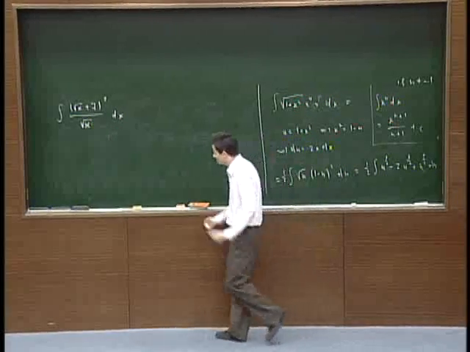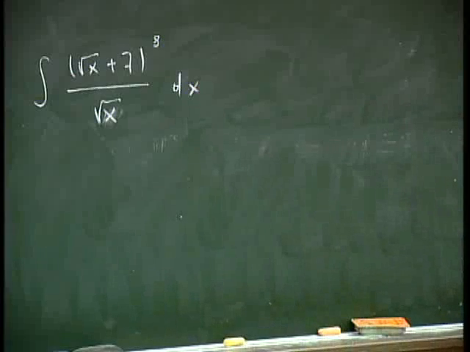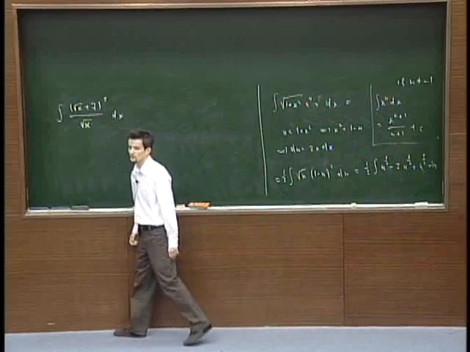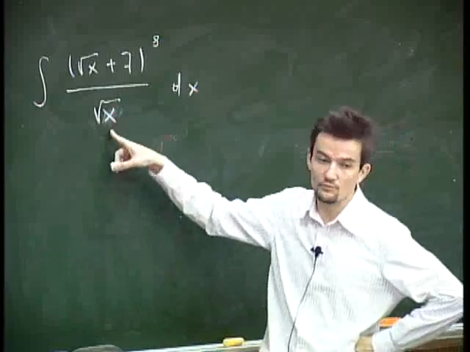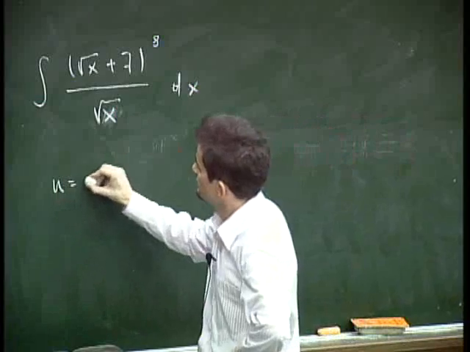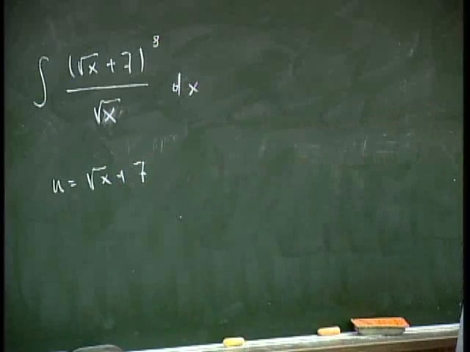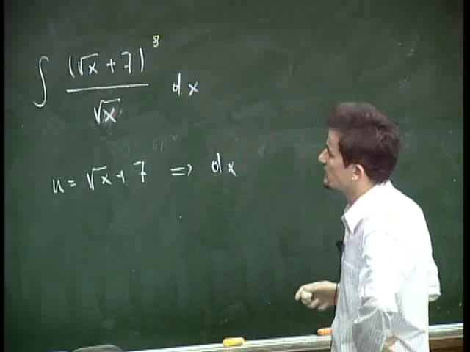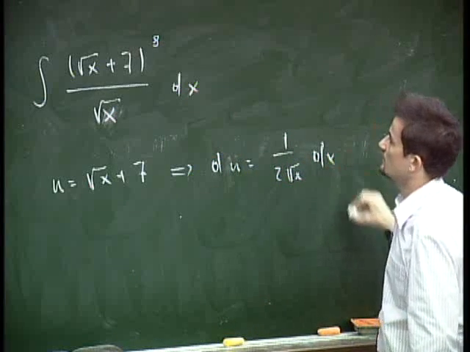Once more, you can expand the numerator, then use term-by-term integration with this formula, and that would be one way. But since here you have the power 8, maybe too many terms, it's easier to realize that the derivative of square root of x is 1 over 2 square root of x. So here it makes sense to do this substitution, because the derivative appears as a multiplicative factor in the integrand. So du will be 1 over 2 square root of x dx.